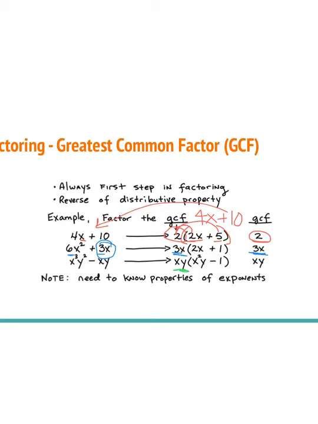Now remember, this x to the third is really x times x times x. When we factored out that 1x, we took it away. So we're only left with 2 x's, which gives us x to the second. That's how we get this there.